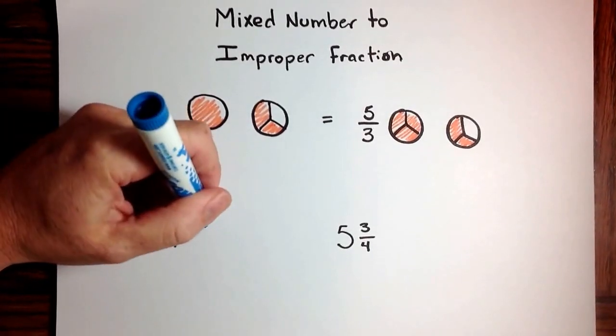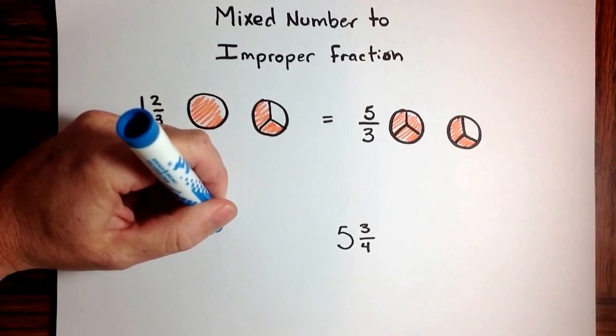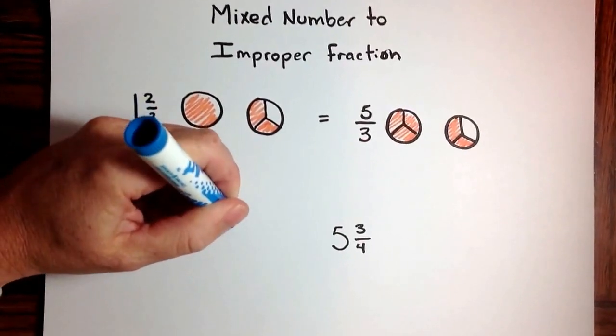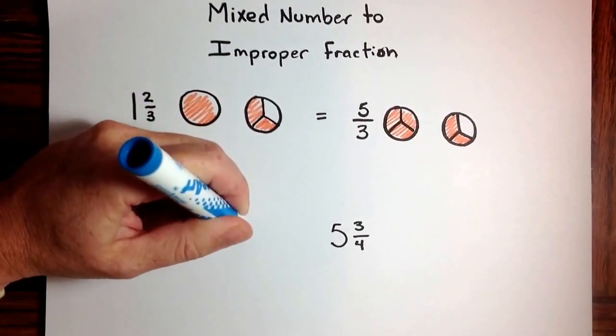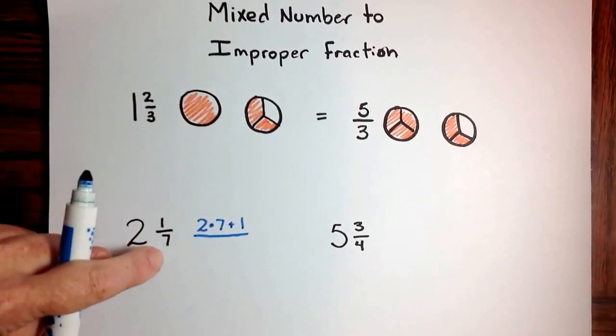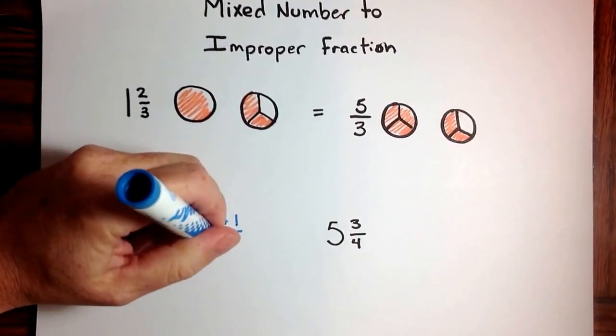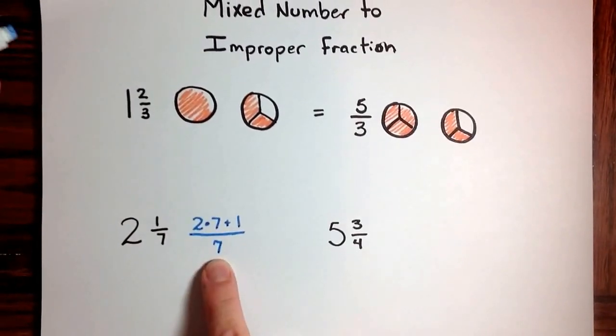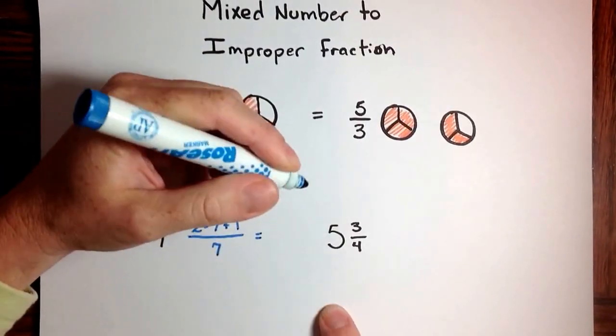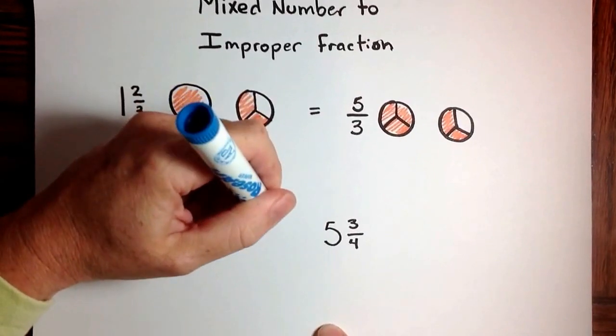So again, this is going to be 2 times 7 plus 1, the whole number times the denominator plus the numerator, and we'll be keeping our denominator of 7. So our equivalent improper fraction is 15 sevenths.